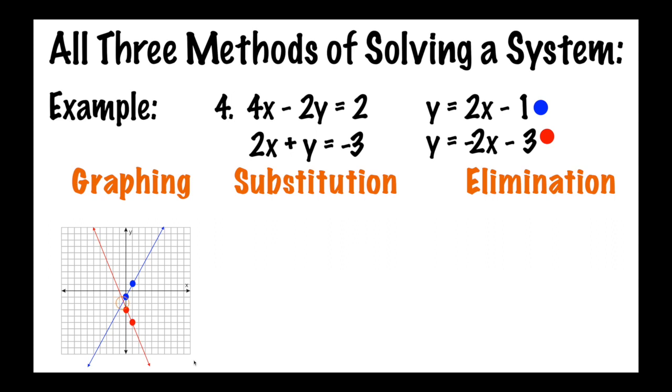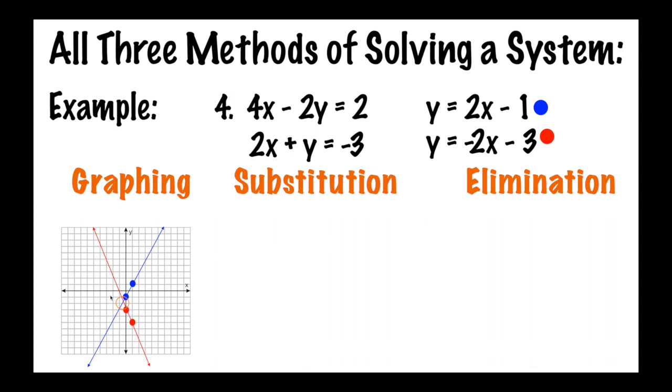Now, its intersection point here might be a little bit hard to read. We can kind of see that it looks like it's maybe between grid marks here. So I'm not going to write down an exact value for this, but I'm going to see what I get for substitution and elimination and see if that kind of matches up with the value that I'm getting for graphing here.